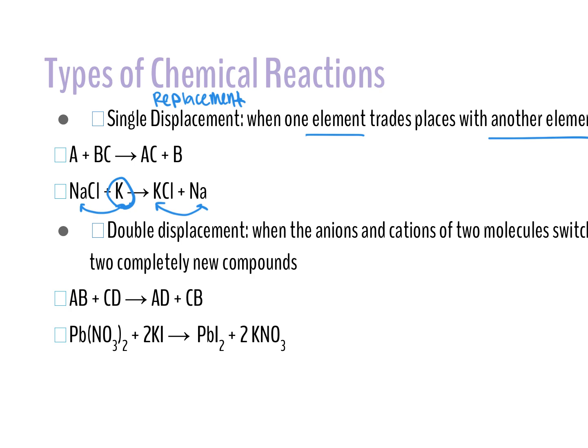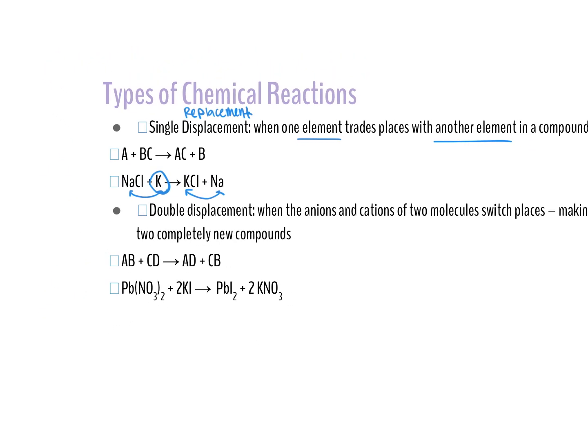All right, double displacement reactions are going to be our most commonly used reactions. We're going to use them a lot. They're used a lot in the lab. But double displacement is when both the cations and the anions switch places. They both get new partners. Okay, and do you have a question or no?